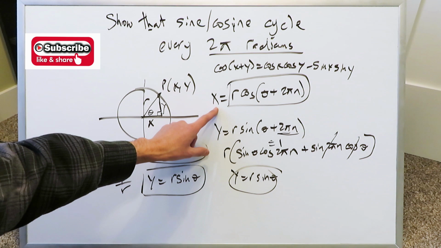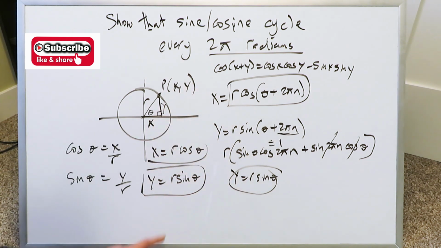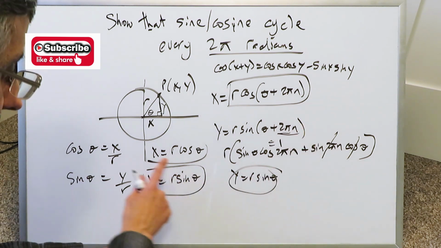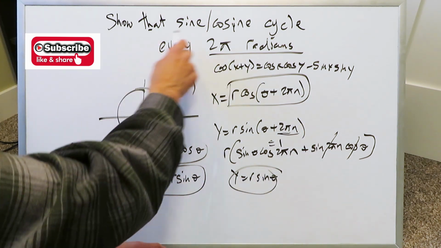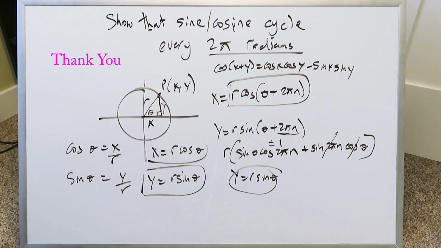And I've shown you x is equal to r cosine theta, which I erased, but I showed it to you, and y is equal to r sine theta for the modified version and for the unmodified version. So that indeed shows sine and cosine cycle every 2 pi radians or 360 degrees. And that's all I wanted to show you in this video.